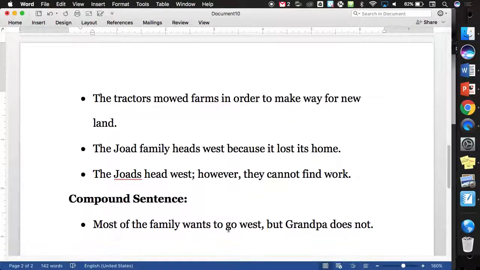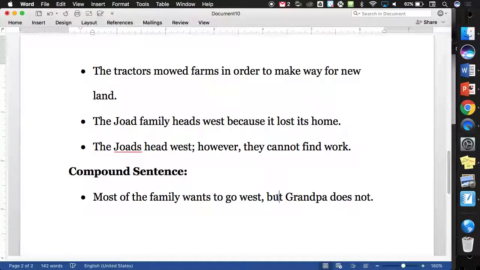Compound sentences: but grandpa does not. Yes, this is going to be a compound. You got a comma. I could do the same thing, where I could put a period after west and go like that. Grandpa does not. I got two sentences. I could also just do what I did above. I could do semicolon. And I could absolutely go but.